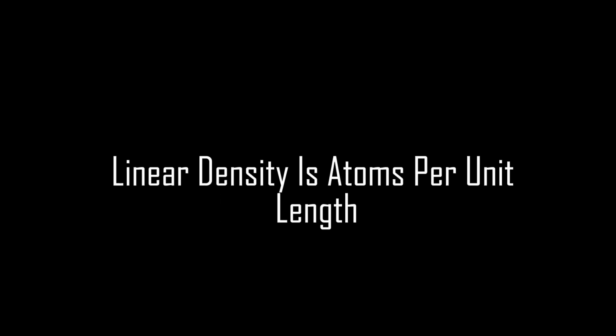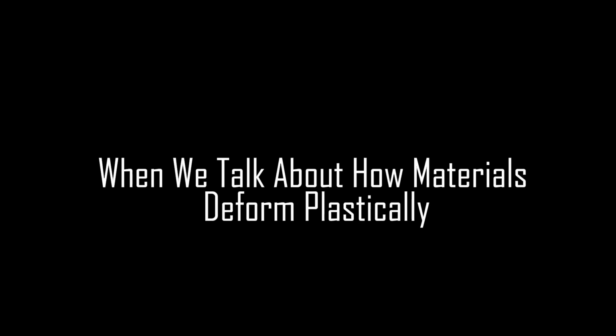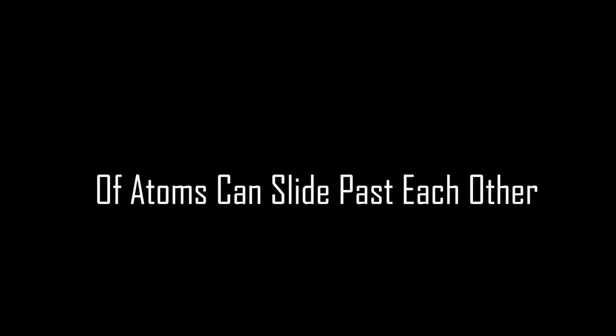Seems very precise. What about how densely atoms are packed along a line or on a plane? That's linear density and planar density. Linear density is atoms per unit length along a direction. Planar density is atoms per unit area on a plane. And why are those important? They become really important when we talk about how materials deform plastically. Specifically for slip systems, which we'll get to. It relates to how easily layers of atoms can slide past each other.